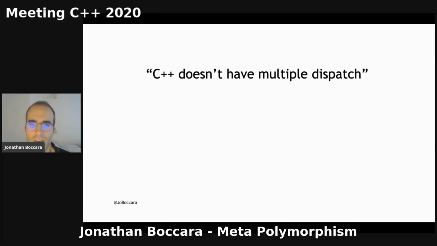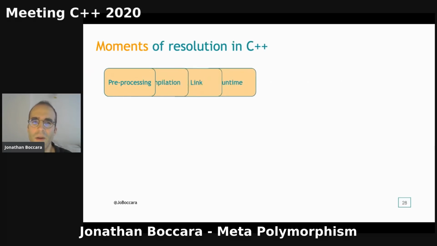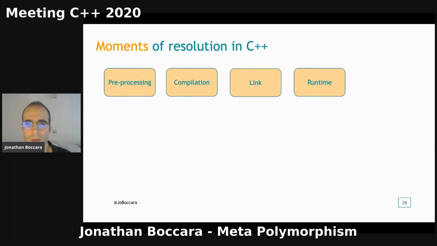You may have heard this phrase, I certainly have heard it: C++ doesn't have multiple dispatch. Some languages have multiple dispatch. I believe that Smalltalk has multiple dispatch, but C++ doesn't. Is that really true? Well, if we think about runtime polymorphism, indeed, C++ doesn't have multiple dispatch because there's only one type that's being resolved during a virtual call. But how about the other moments of resolution in C++?